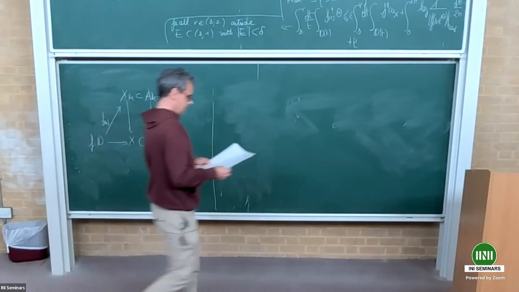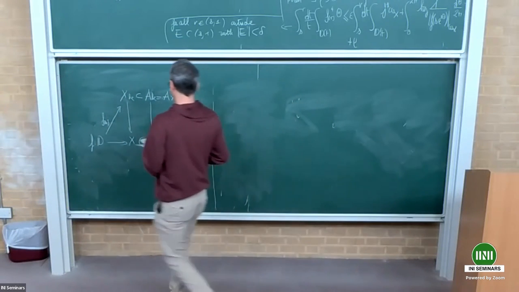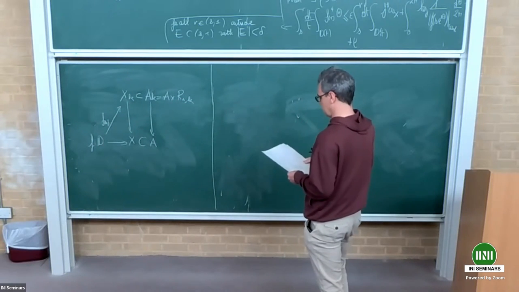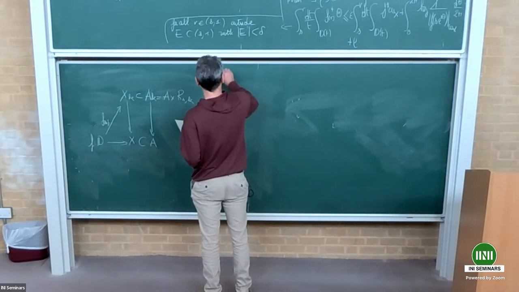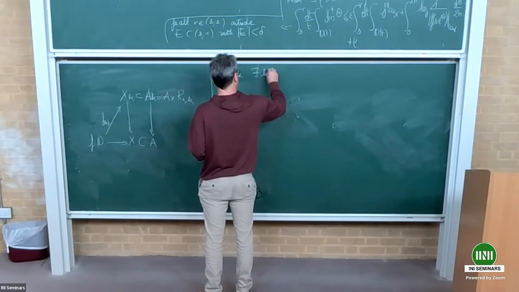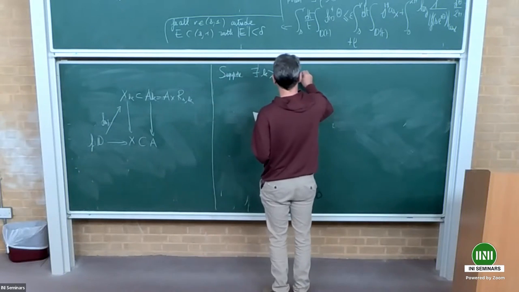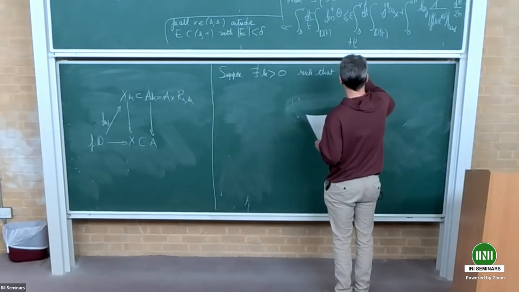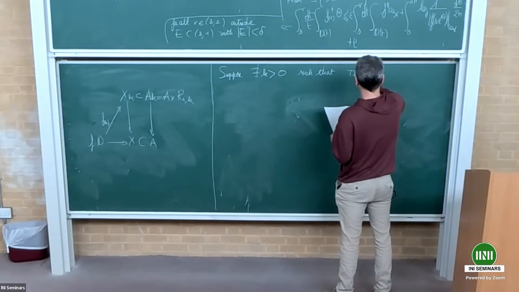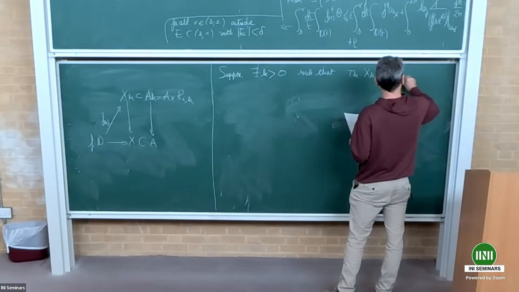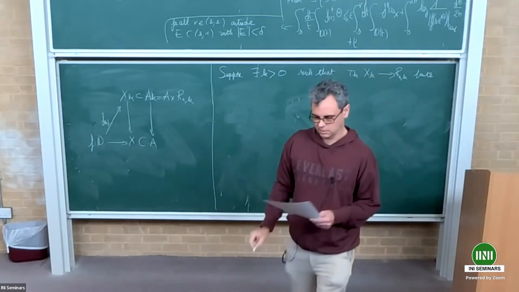Here is the usual setting. And so now we'll do the same kind of dichotomy. Suppose that there exists a K such that this time, this is really finite. Not only generically, but really finite.